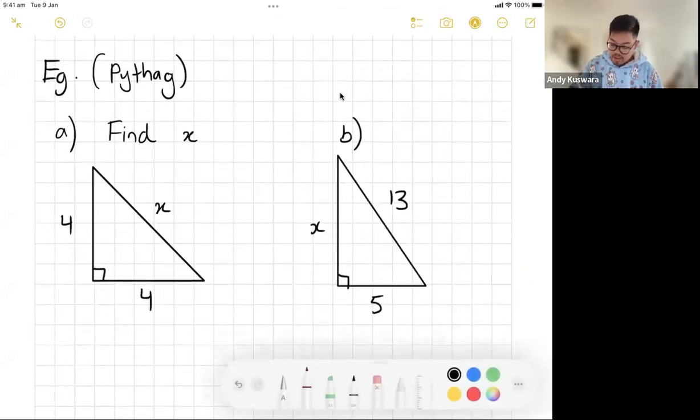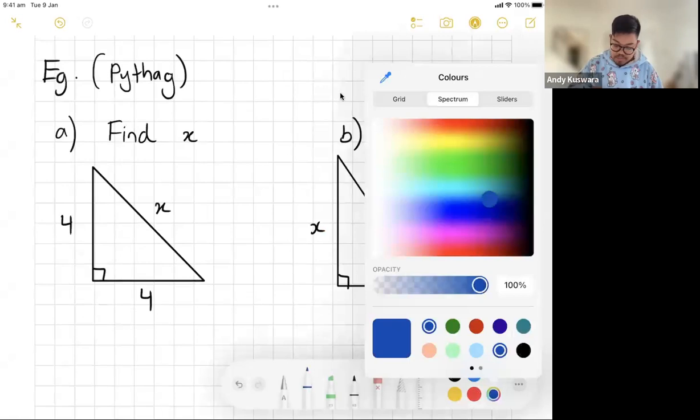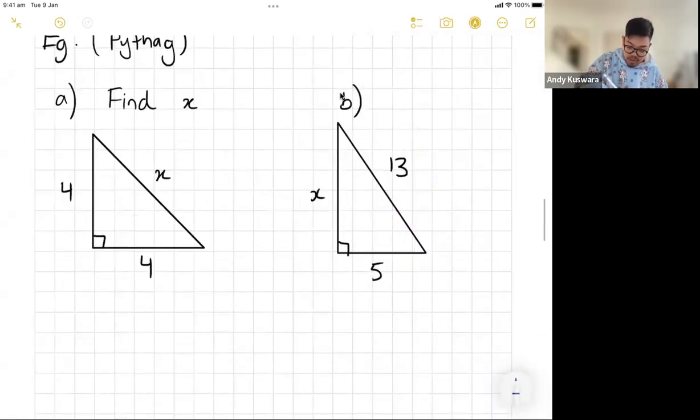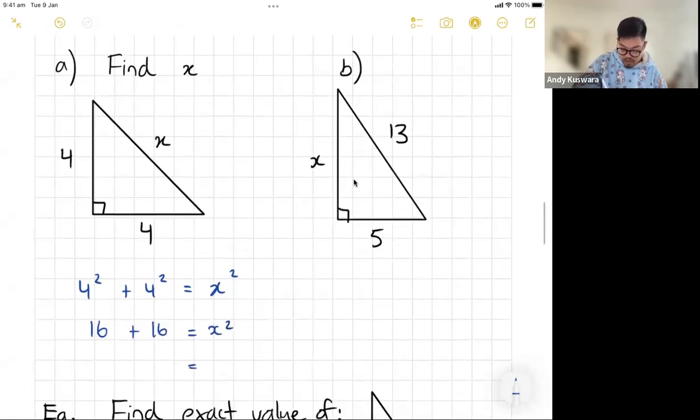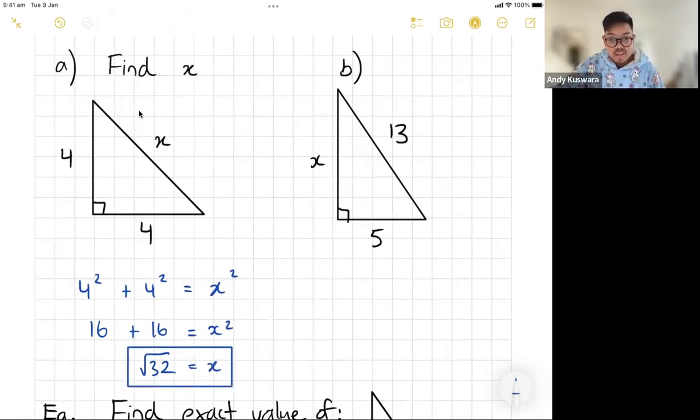Let's use Pythag here. Let's actually try to answer some questions. First things first, find x. That is our hypotenuse. So I know that 4 squared plus 4 squared should equal x squared, because x is my hypotenuse. So in this case, 16 plus 16 should equal x squared. That means x should equal the square root of 32, because I've square rooted both sides. Now don't forget, Pythagoras' theorem does not find x, it finds x squared. So in order to get the actual value of x, we have to square root.